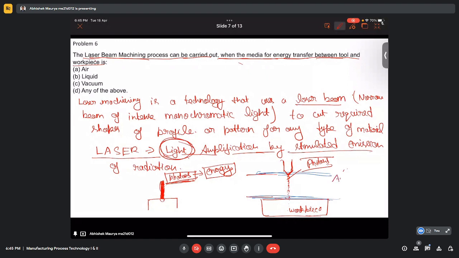So whether it is air or it may be some liquid or it may be the vacuum, as long as photons which are emitted from the source are reaching the workpiece, the material removal will take place. So the correct answer is any of the above.